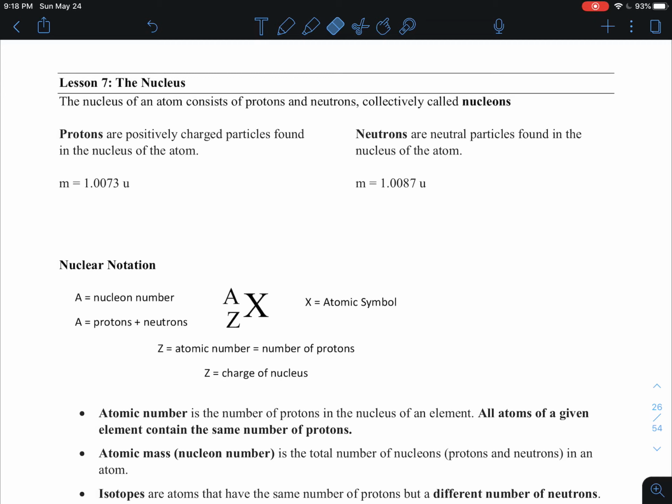All right, so now we're on to nuclear physics. So we're going to do 2 lessons today. The first one is lesson 7, the nucleus. So one thing you need to know about the nucleus is inside of it, we know there's neutrons and protons.